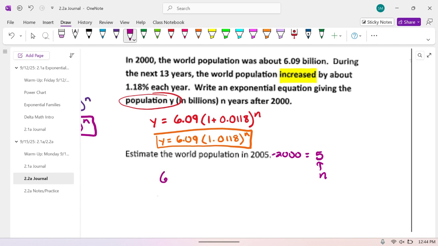Okay, so this will be 6.09 times 1.0118 raised to the 5th power. It's equal to y. And then what did you get approximately? Let's say 2 decimal places. So if you round to 2 decimal places, what would you get approximately? So guys, it just goes in your calculator. 6.459. So let's say 6.46 billion people.